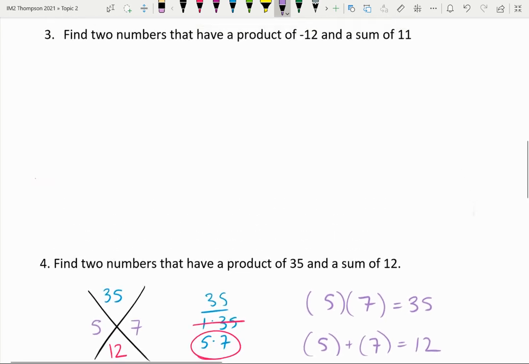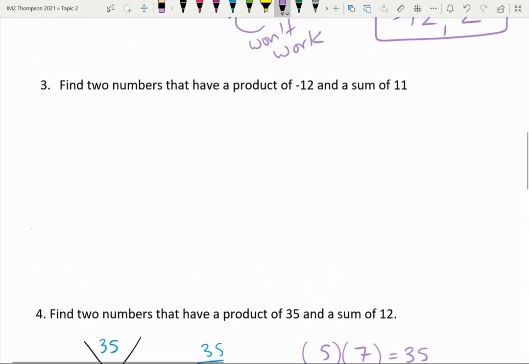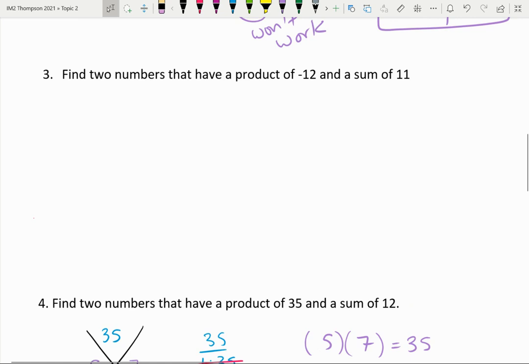So now we're going to go backwards a little bit and do one that has a negative number. So question 3 was find two numbers that have a product of negative 12 and a sum of 11. Give that one a shot.